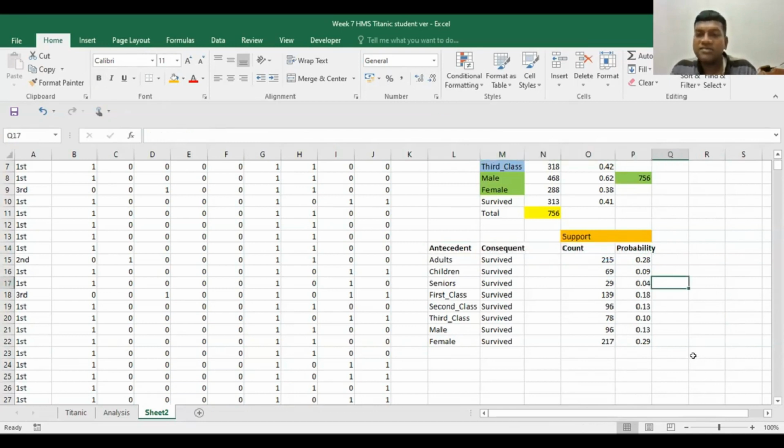Right. I'm assuming you are all comfortable. Any issues, please raise them now. Okay, it's just how many times they have come together, divided by the number of instances, and that is your support. Now let's look at the confidence.